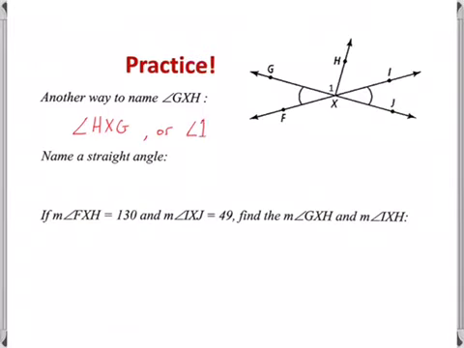All right, so now they want us to name a straight angle, and there's actually a couple of them here. We've got angle FXI, or we could say angle GXJ. Either one will work.